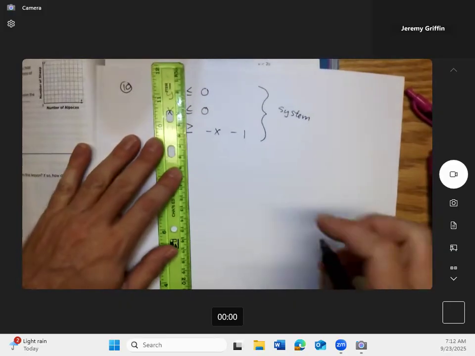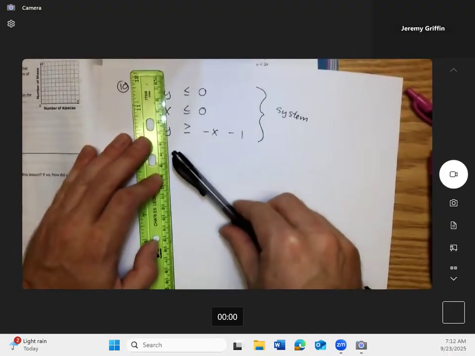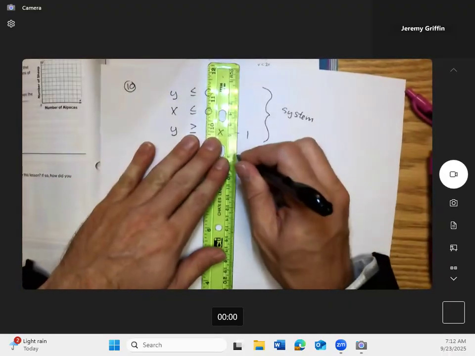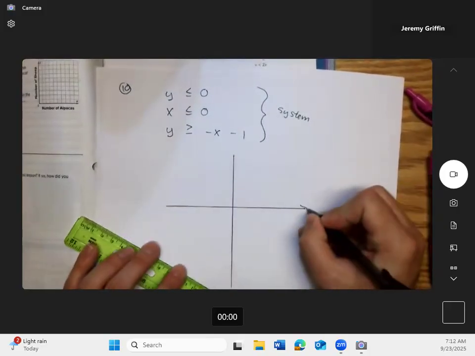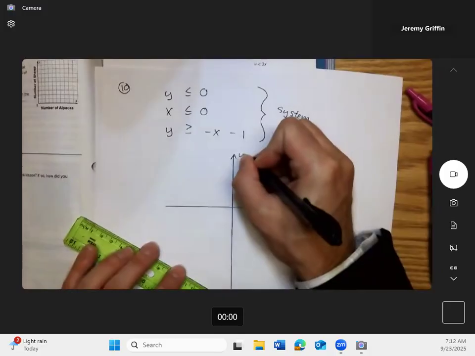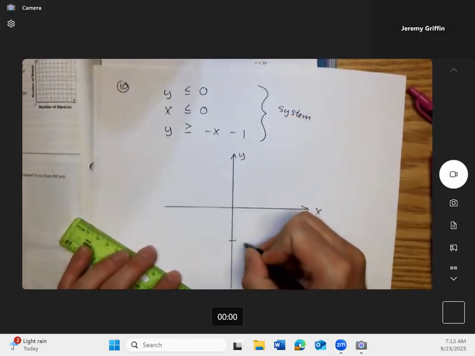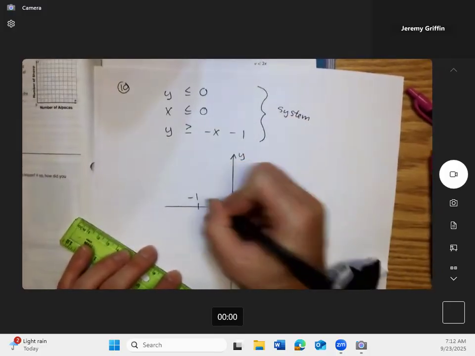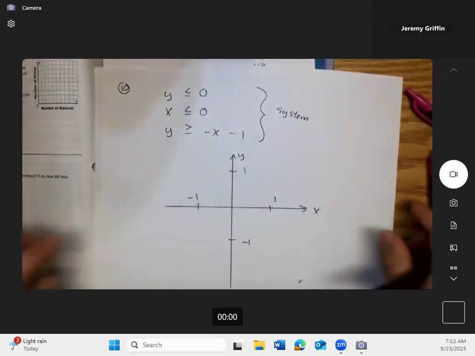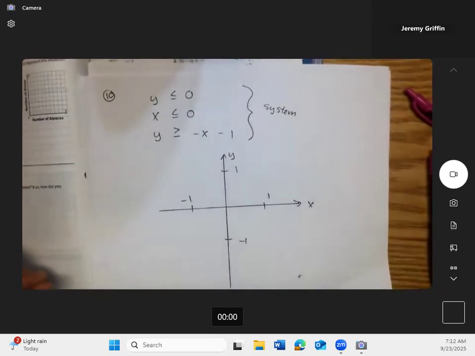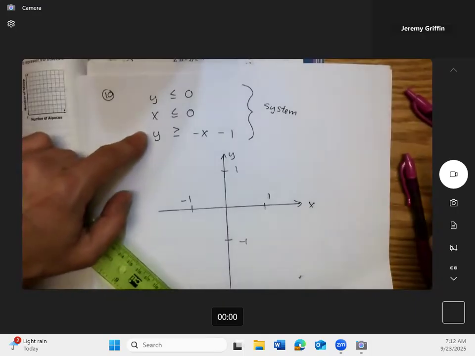Okay. Let's see. Negative x minus 1. Yeah, okay. I know what it's going to look like. So let's do x here, y here. Negative 1, negative 1. Here's 1, here's 1. All right, so I think that's all I need to be able to graph this.